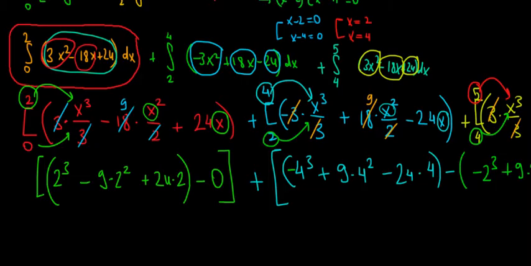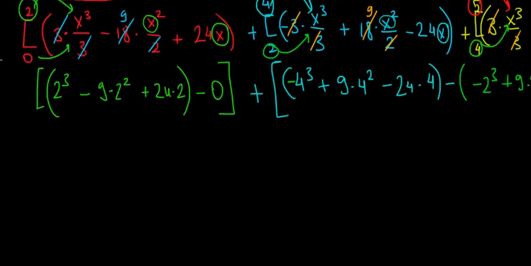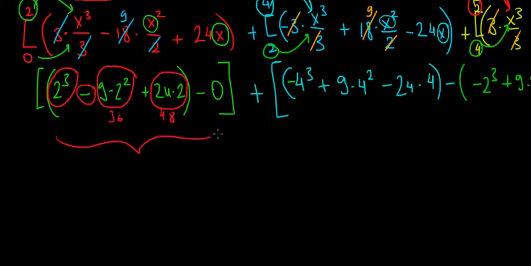So what do we have here? 2 to the power of 3, well, that's just 8 minus 9 times 4. 9 times 4 is equal to 36, and then plus 24 times 2, that's 48. So 48 minus 36, right, because it's with a negative sign. 48 minus 36, that's 12. 12 plus 8 is 20. 20 minus 0 is 20. So we're left with 20 from here.